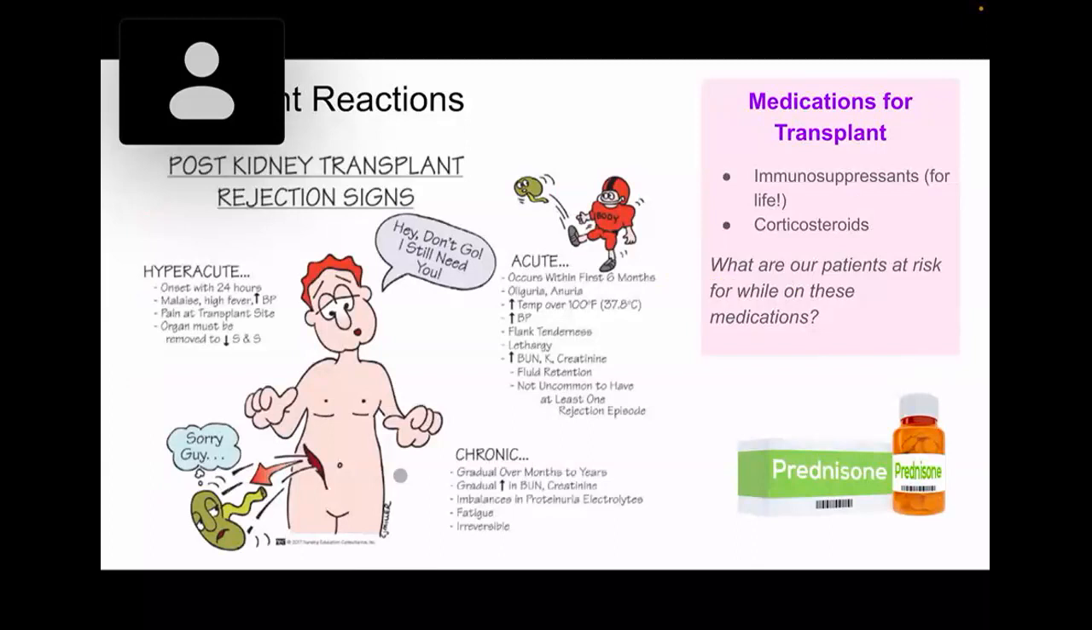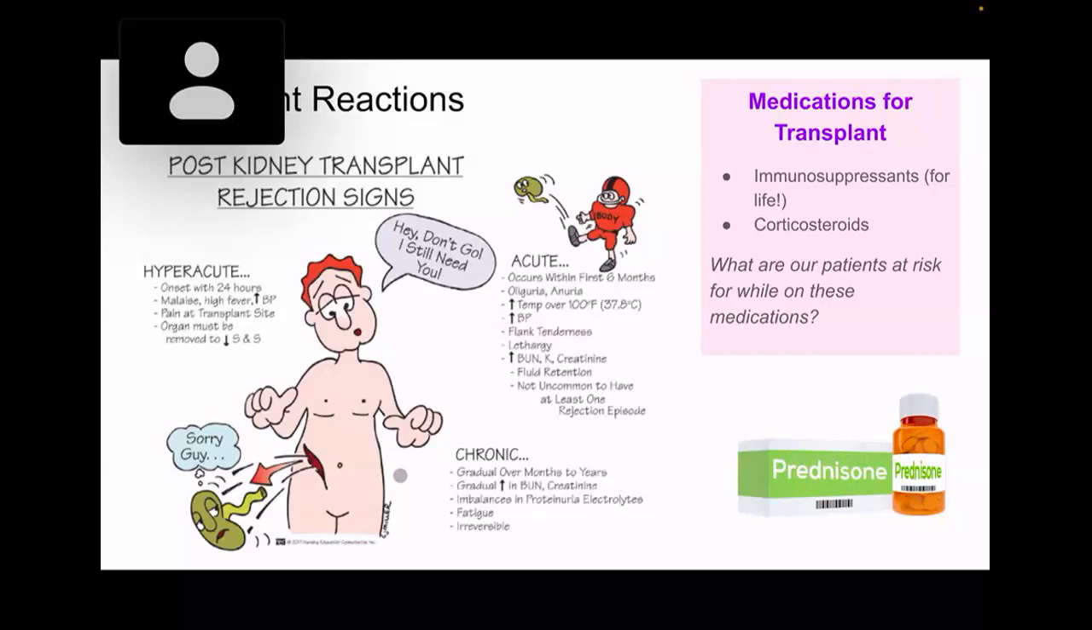We'll talk a little bit more about autoimmune diseases towards the end of this lecture. But to note that with transplant reactions, we've got our hyperacute, acute, and chronic. Hyperacute, we need to get that kidney out, or if they had a liver, we need to get that out. They will have very, very quick fever and pain, and lots of symptoms within the first 24 hours.